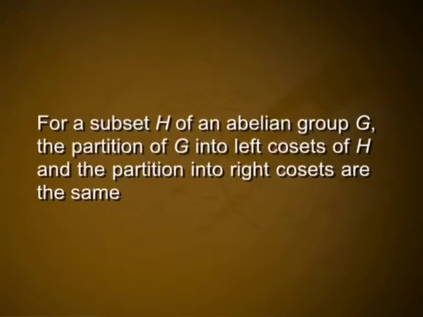From the above example, we observe the following. For a subgroup H of an abelian group G, the partition of G into left cosets of H and the partition into right cosets are the same.